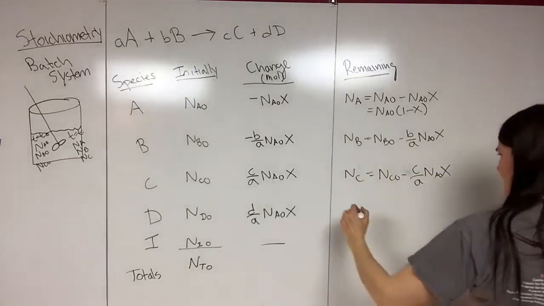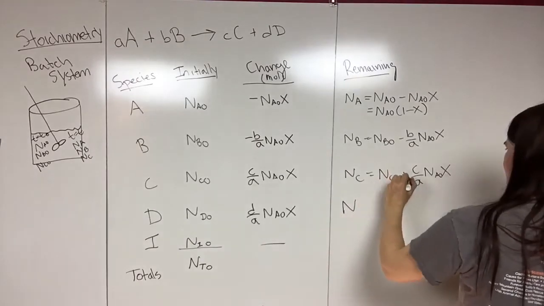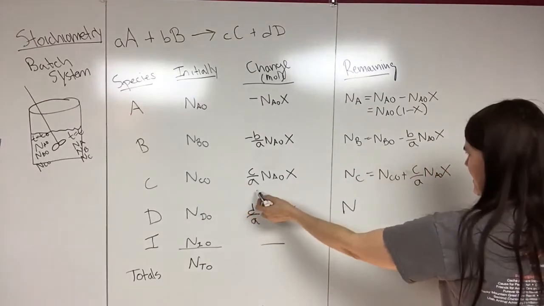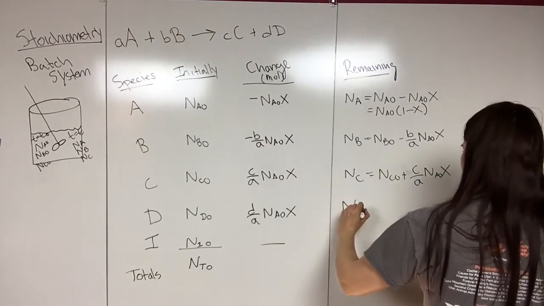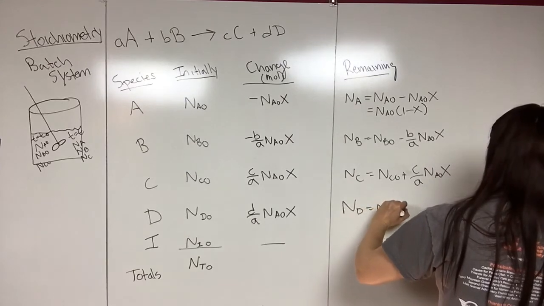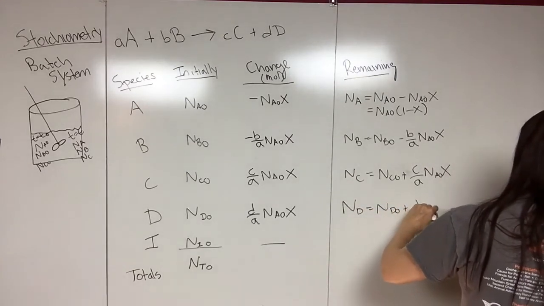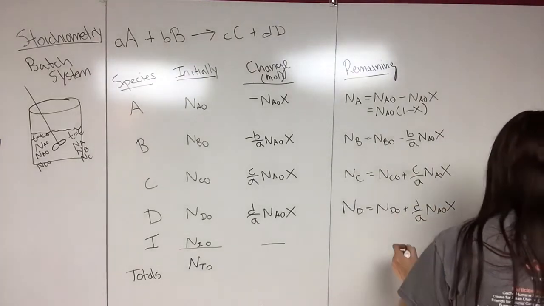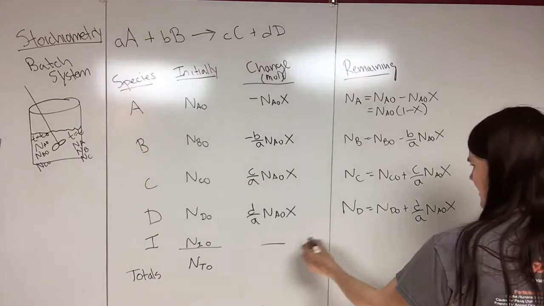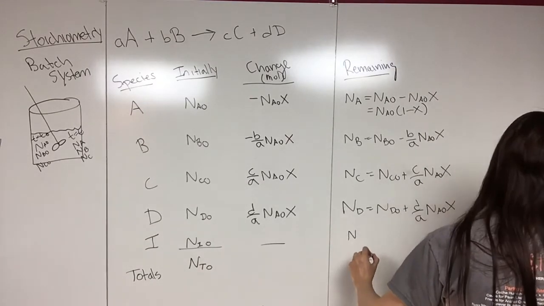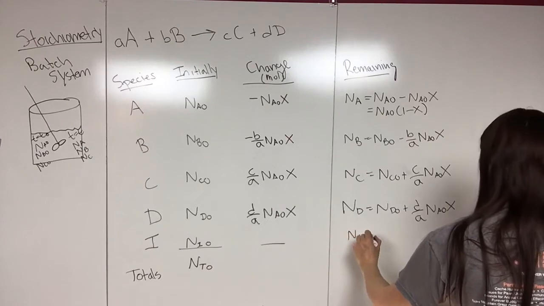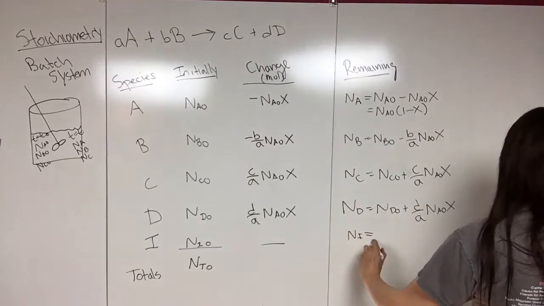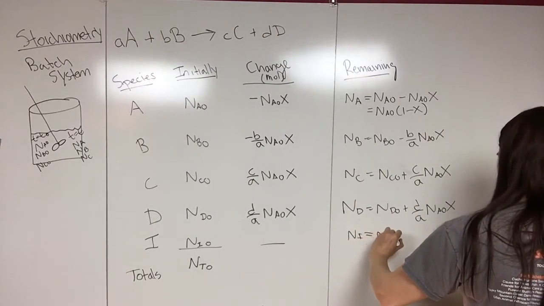And C is equal to what you have initially of C, Nc naught, plus c over a Na naught X. This is plus because we're generating it, not losing it. So it's what you have initially plus whatever's generated. And then Nd is equal to Nd naught plus d over a Na naught X. And for inerts, the inerts don't react, so N inerts equals N I naught.